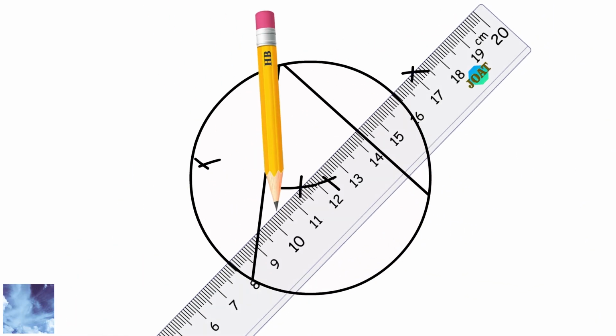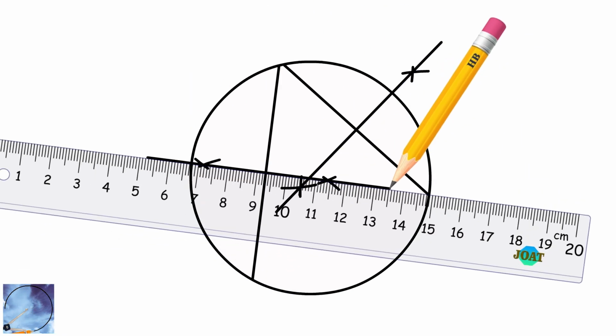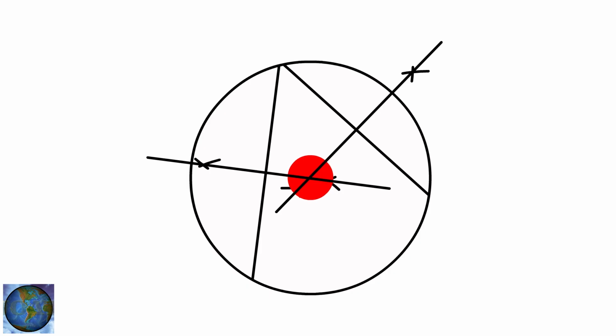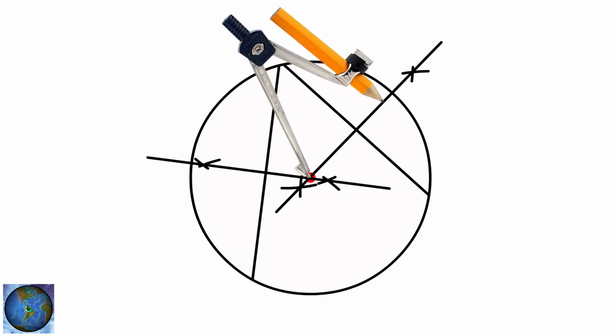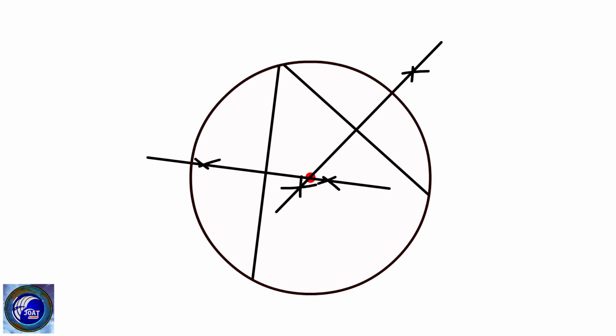With the help of your ruler and pencil, draw a straight line through the points where the arcs intersect, as shown. These 2 lines are called the perpendicular bisectors of the chords. The point where the 2 perpendicular bisectors intersect is the center of the circle.